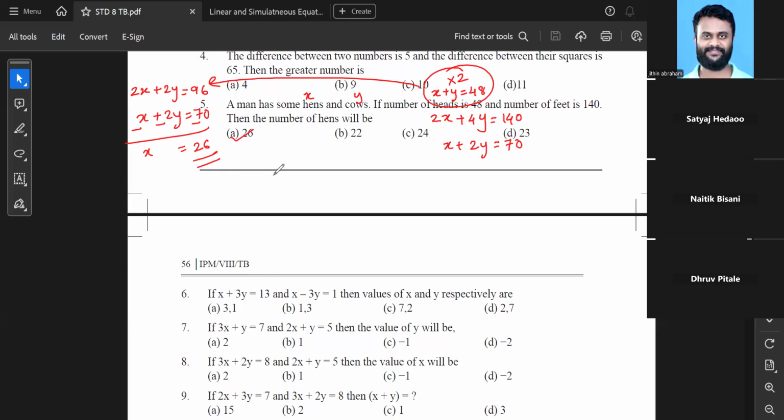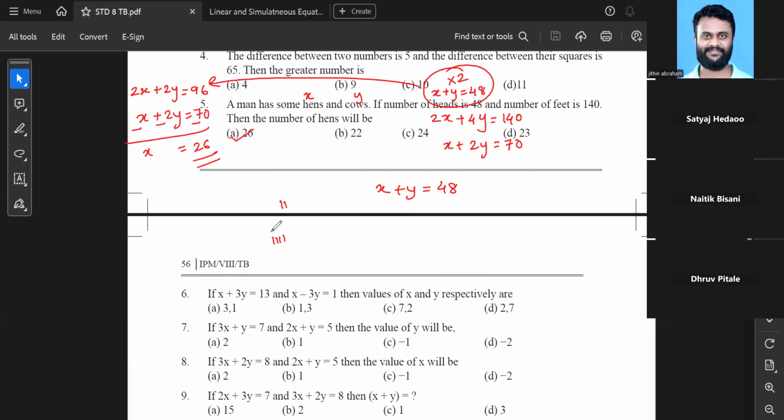Sure. The first point says about their heads. Each and every hen will be having one head and every cow will be having only one head. So however many heads you count, you're basically counting the number of animals. Hence your first equation is number of hens plus number of cows is equal to 48. This much is clear? Yes. Great.